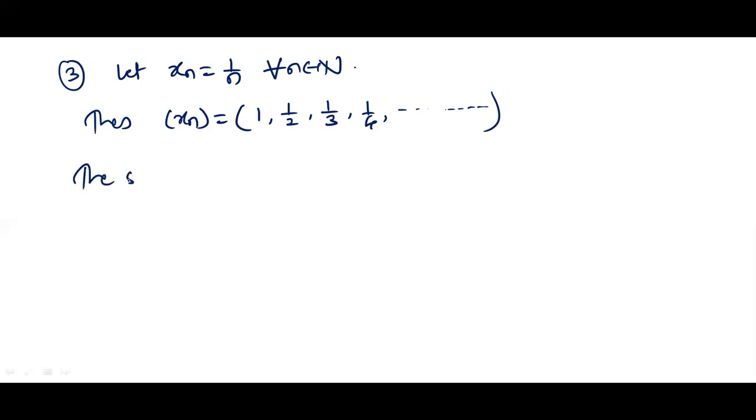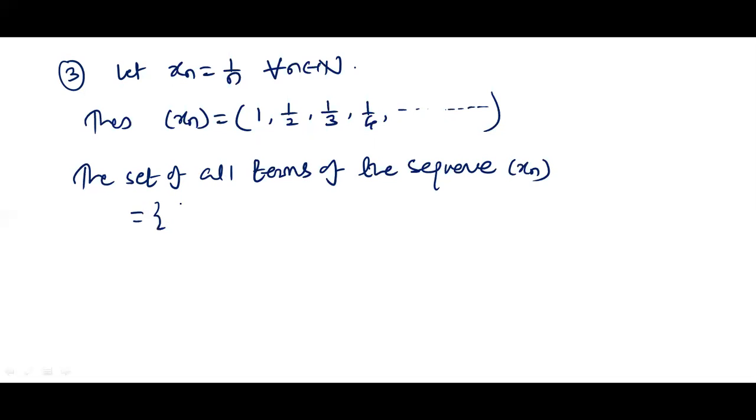And the set of all terms of the sequence xn is a set containing infinite elements 1, 1 by 2, 1 by 3, 1 by 4, and so on. See here, the set of all terms of the sequence is an infinite set containing elements 1, 1 by 2, 1 by 3, 1 by 4, and so on.